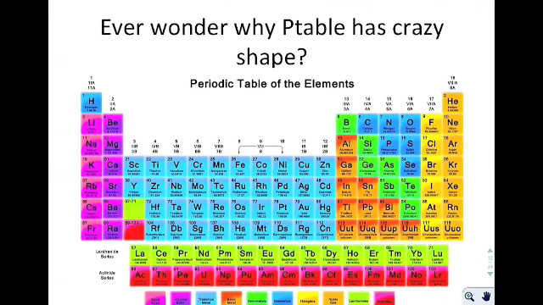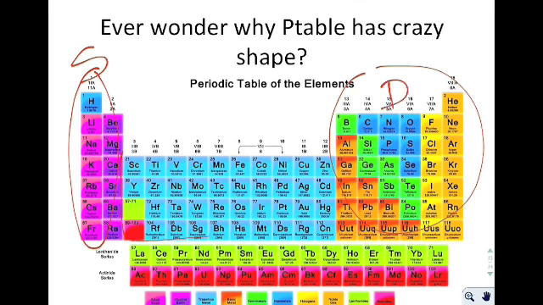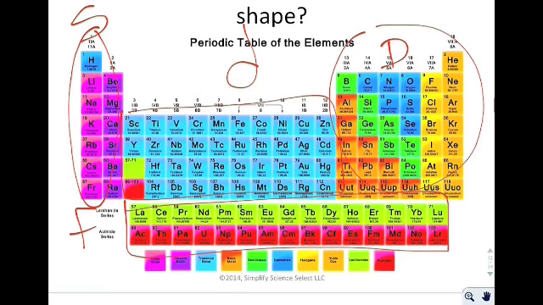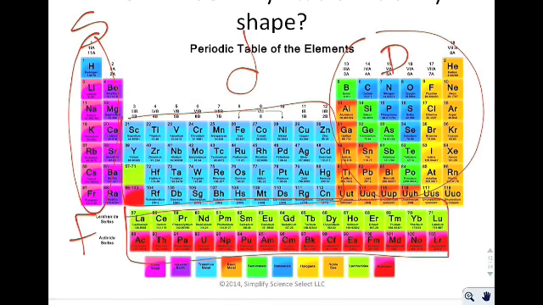So that's why the periodic table has this crazy shape. You see s orbitals right here, p orbitals right here, d orbitals right here, and f orbitals right here. They're pulled out, and the shape is according to the orbitals that they have.